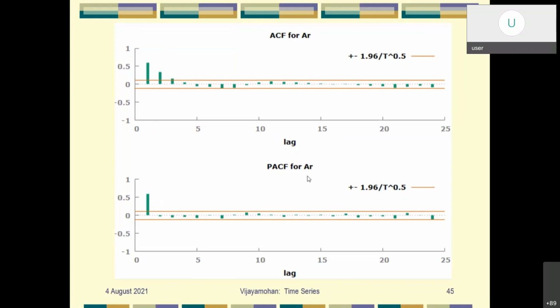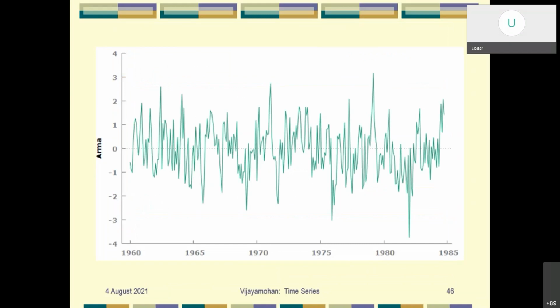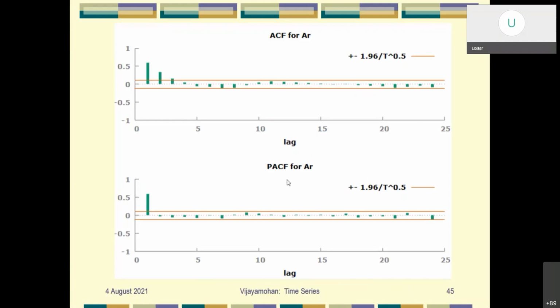I'm not giving the MA process. The MA process is the opposite of this. That is, if the PACF is fast decaying, and we have a significant spike in ACF, then we can take it as an indication of MA1. So that is why I have given a place for the MA process here. For the MA process, we have the opposite of this. That is, the PACF is fast decaying, and in ACF we have one significant spike for a stationary MA1 process.